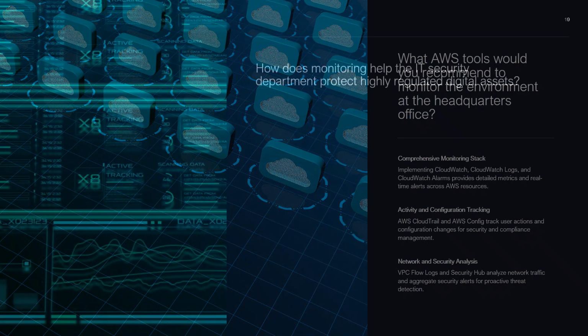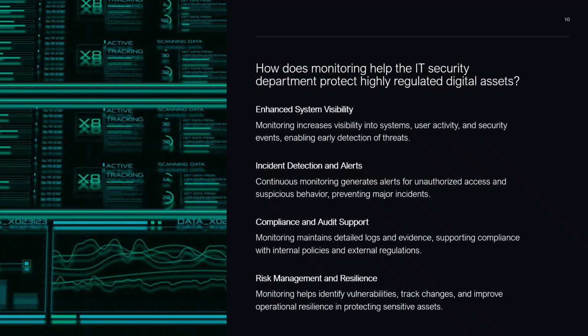For the 10th question, how does monitoring help the IT security department protect highly regulated digital assets? Monitoring is critical for protecting highly regulated digital assets. It helps security teams identify unusual activity and detect unauthorized access. It maintains compliance records and responds quickly to incidents. Continuous monitoring improves visibility across systems and provides the evidence needed for audits and compliance reports.